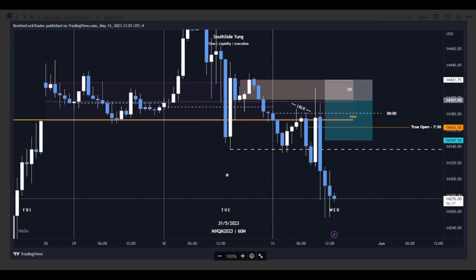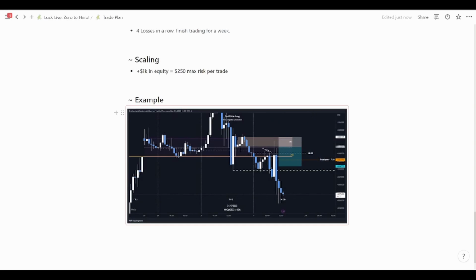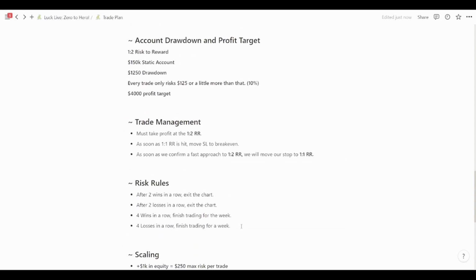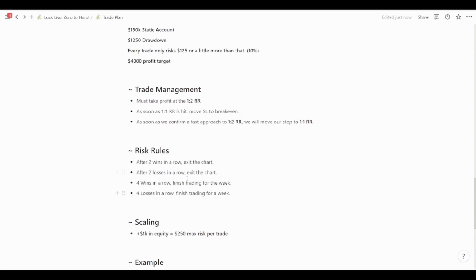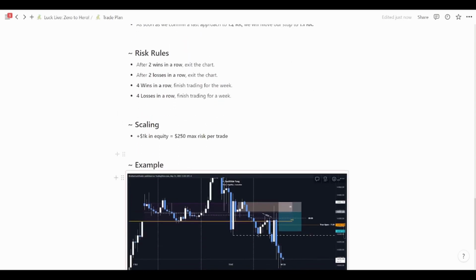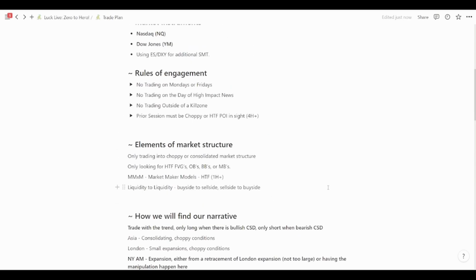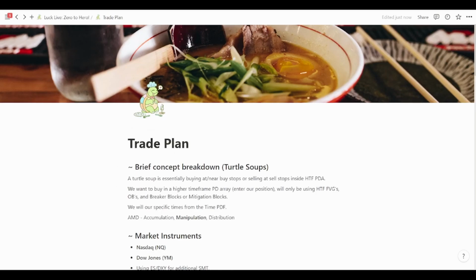And you can backtest this for yourself, May 31st. But that's going to be our example. We have our risk rules in place. 2 wins in a row. 2 losses in a row. Boom. Simple, mechanical. We have our scaling. That's it. Does anybody have any questions? I feel like I was pretty straightforward with this one. We start trading tomorrow. It's going to start at around 8 a.m.